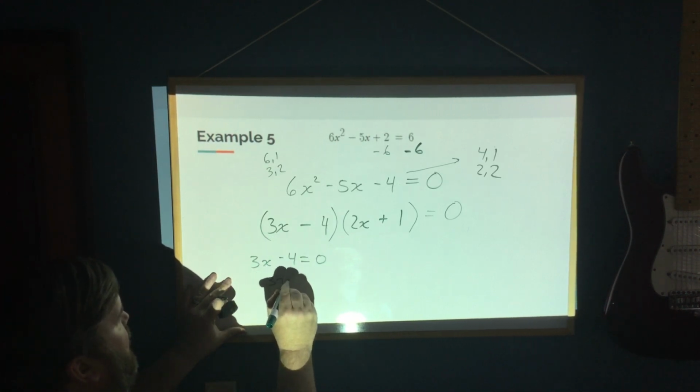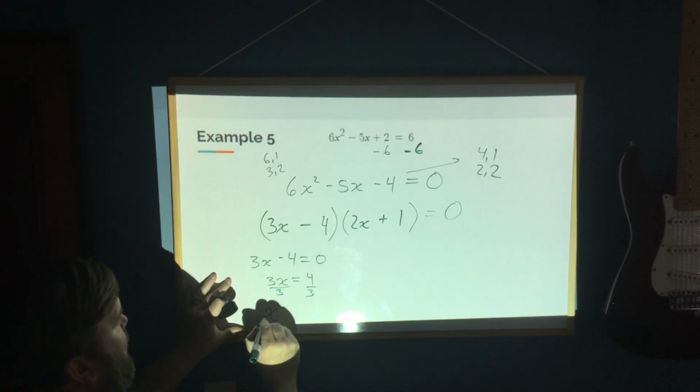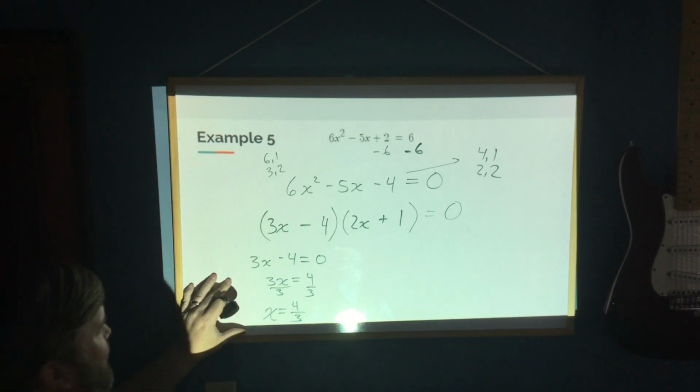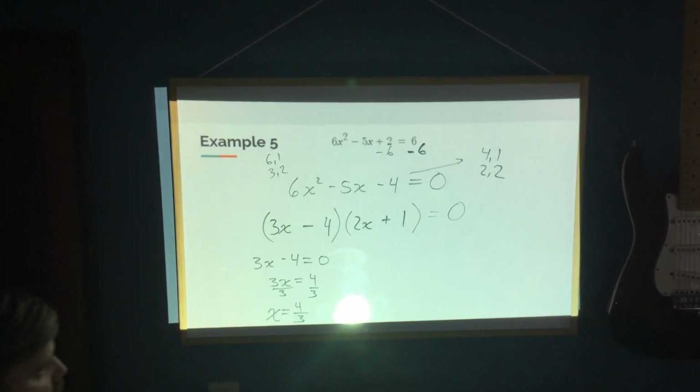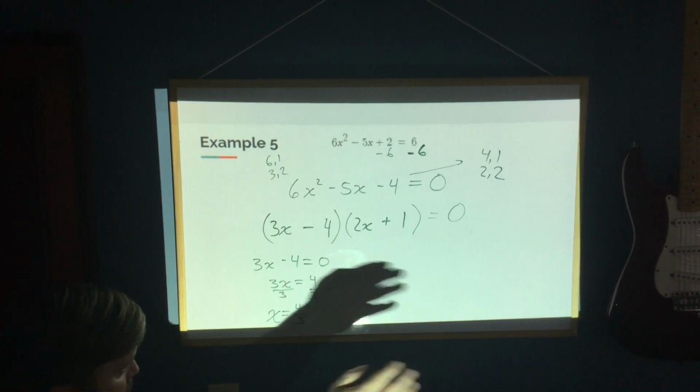So that'll give me 3x equals 4, divide by 3, and x is 4/3. Again, I hope you can see that. I know there's a bright spot there sometimes.